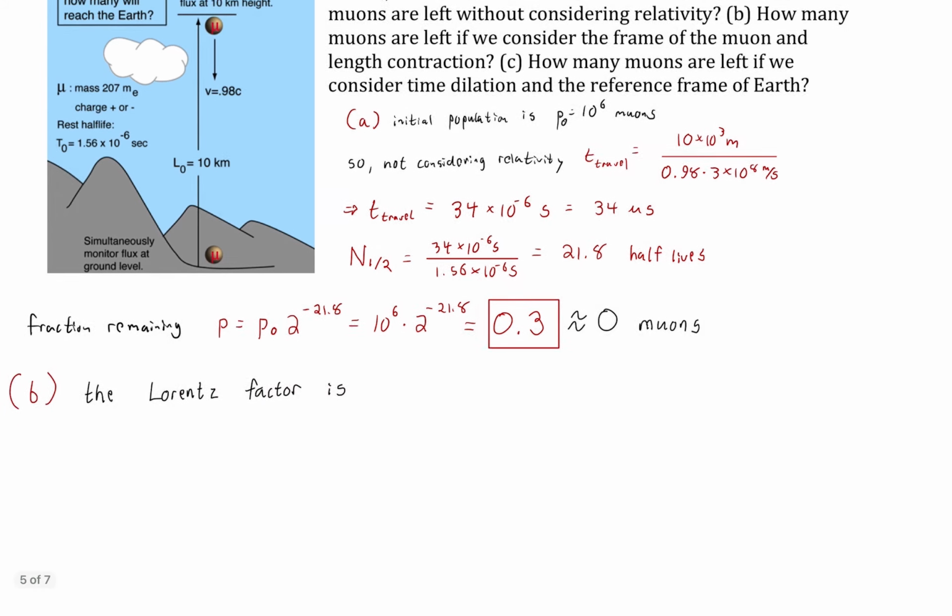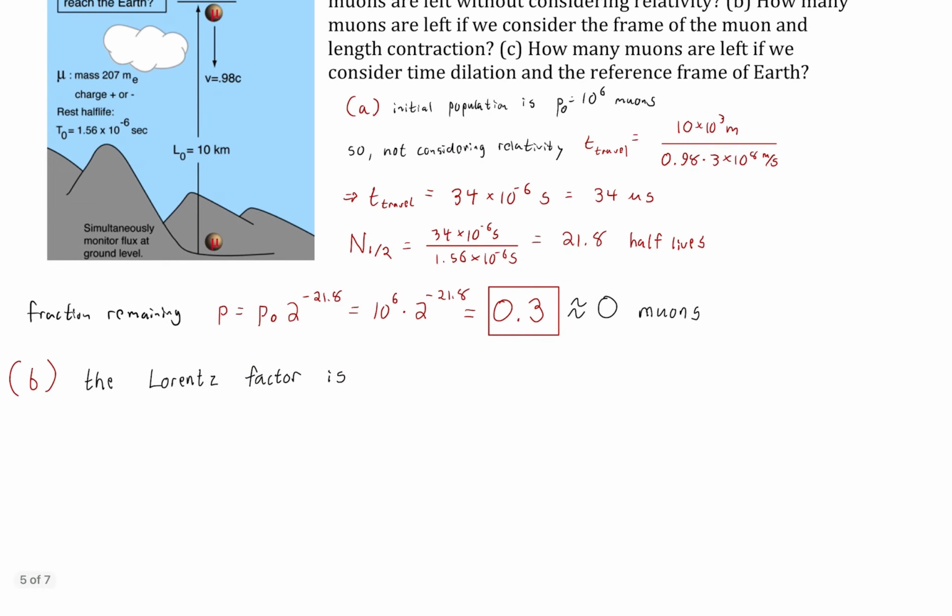Well, let's think about the Lorentz factor. Good starting point, isn't it? The Lorentz factor, of course, is just gamma equals 1 over the square root of 1 minus v squared over c squared. In this case, since we're given v as a fraction of c, we can just take that fraction and square it, and we get a Lorentz factor of 5.03.